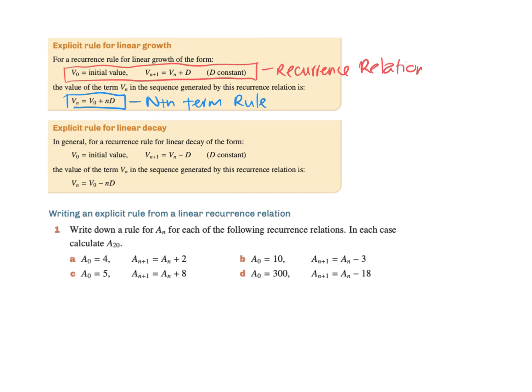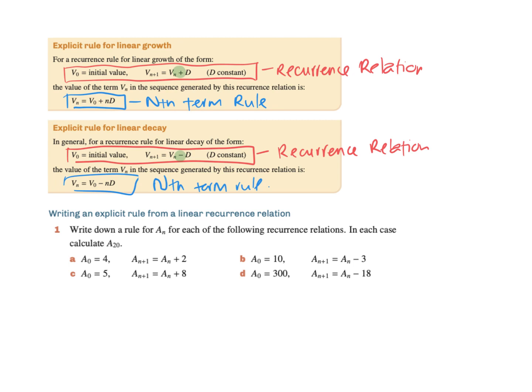And then decay, here's the recurrence relation if it was a decay. And you can see the only difference here is there's plus and minus. So that's where you have to be careful. Decay is take away, subtracting. So this is the recurrence relation, and this is the nth term rule.